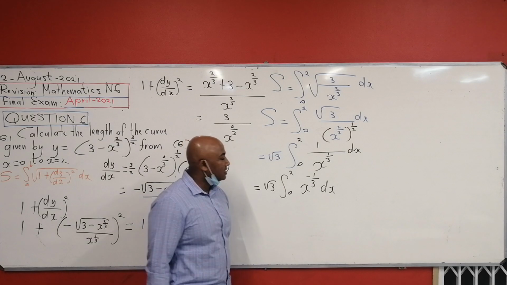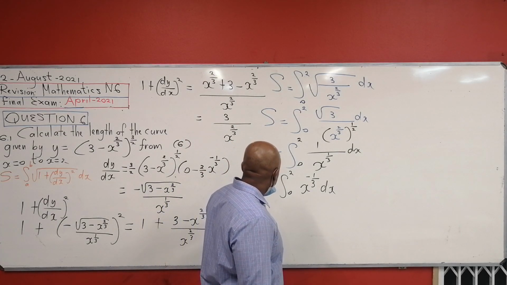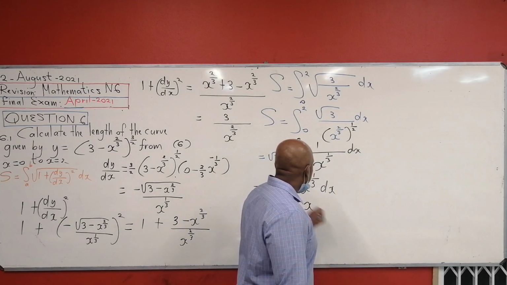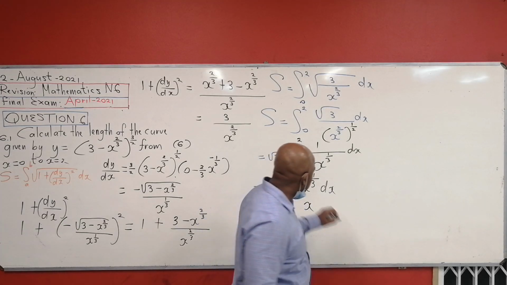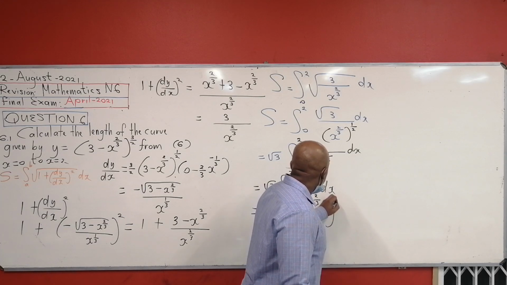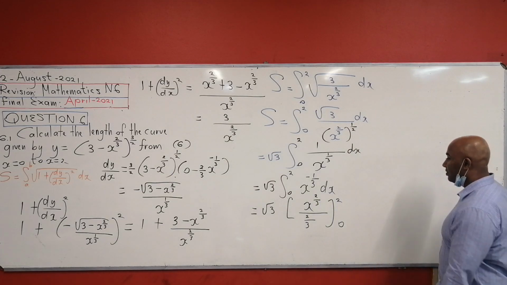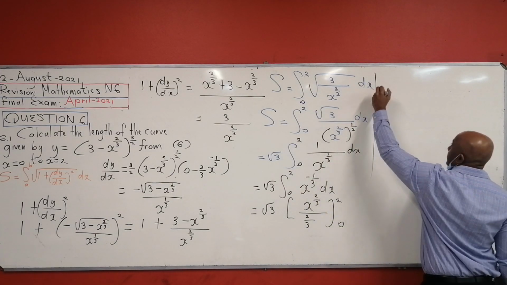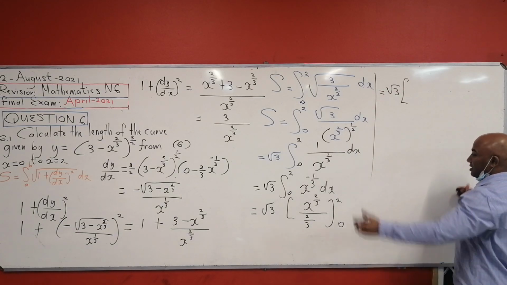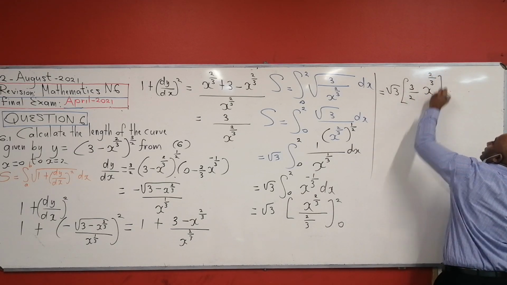And now it's simple from here. We're just going to integrate and substitute. So that's going to be square root of 3, and then I can integrate x to the power minus 1 over 3. Minus 1 over 3 plus 3 over 3 is going to give me 2 over 3, and that's 2 over 3, substituting 2 and 0. So now this is equal to the square root of 3 times 3 over 2, x to the power 2 over 3.